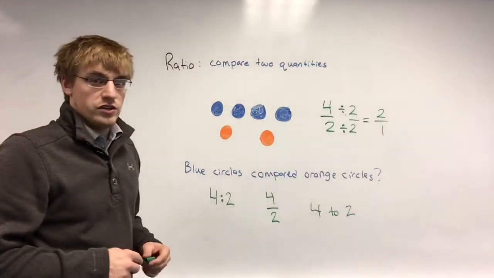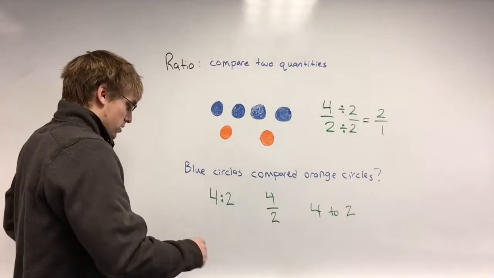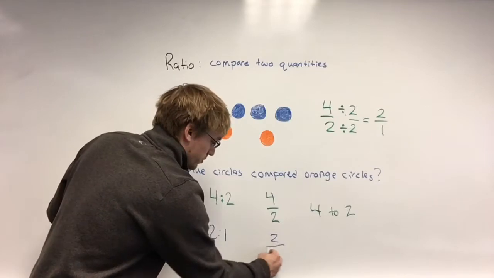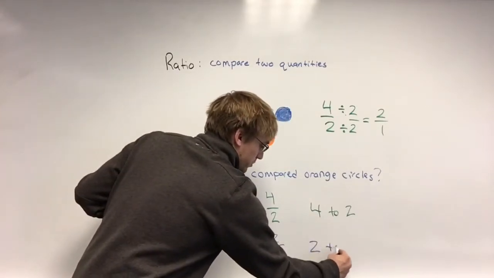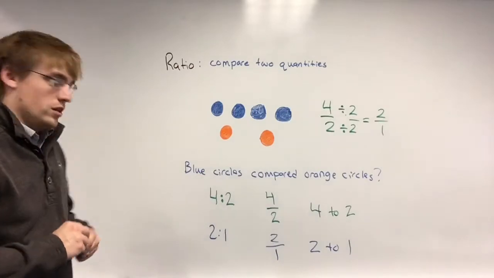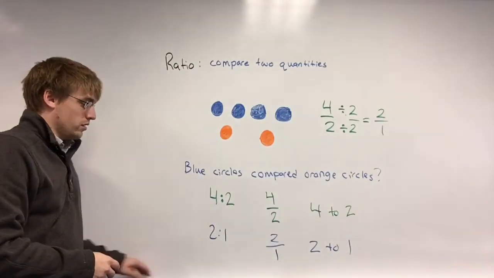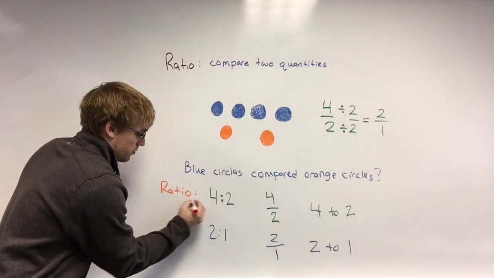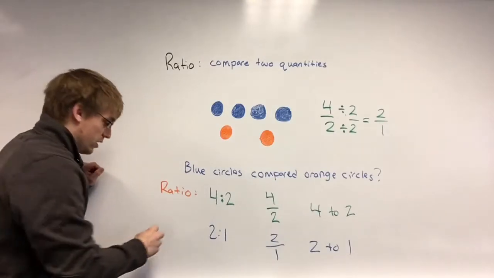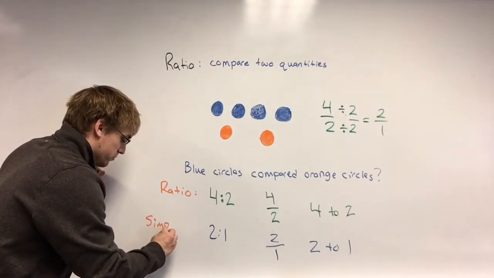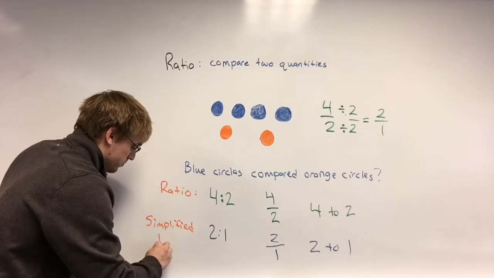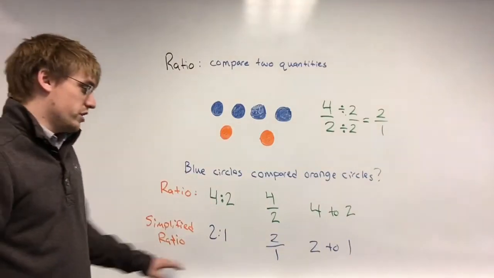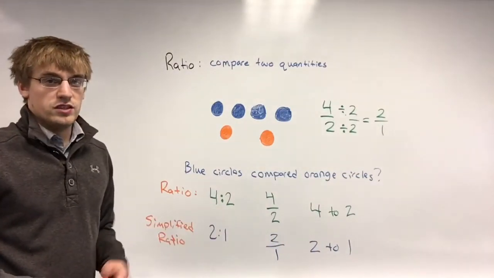So our simplified ratio could be written the same 3 ways: 2:1, 2 over 1, and 2 to 1. So this is our ratio, and this is our simplified ratio. Okay? And you can write these ratios any of these 3 ways. Doesn't make any difference to me.